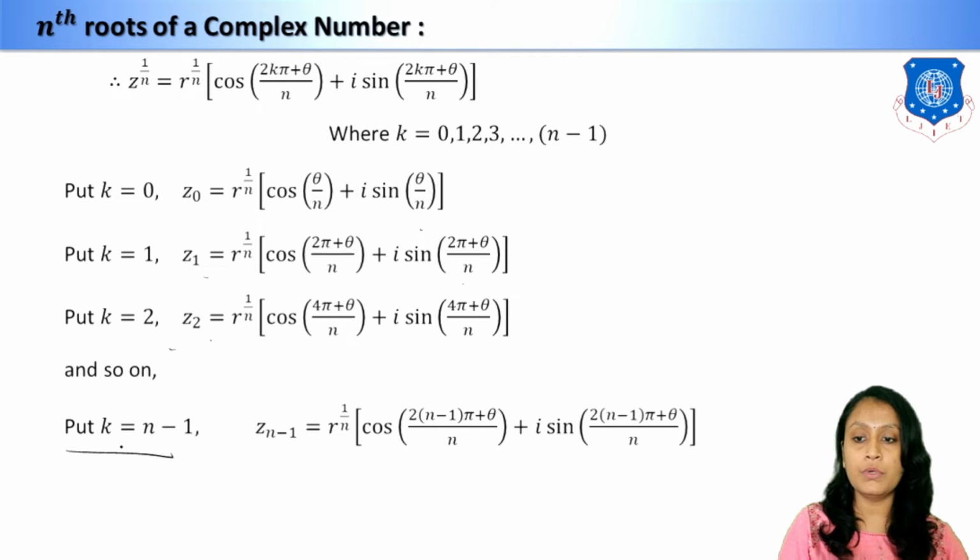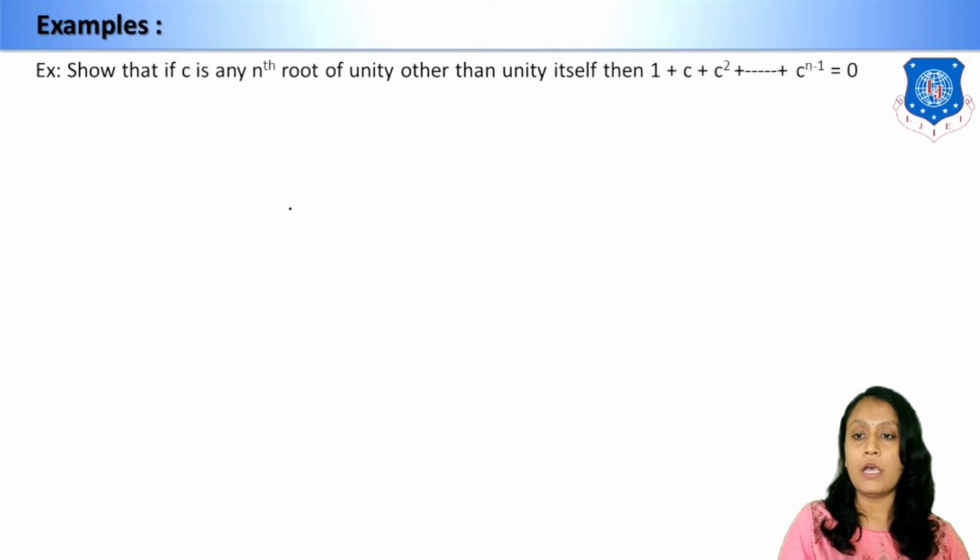So at last substitute k is equal to n minus 1. Okay, so we will get z n minus 1, that is r raised to 1 upon n cos of (2 times (n minus 1) pi plus theta) upon n plus i sin of (2 times (n minus 1) pi plus theta) upon n. Okay, now let's solve a few examples.